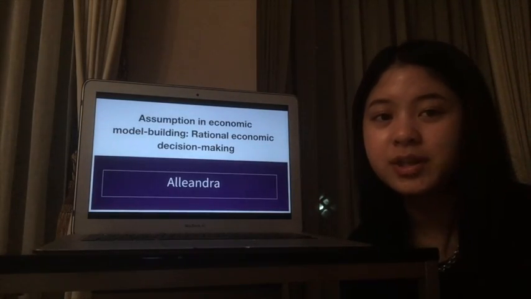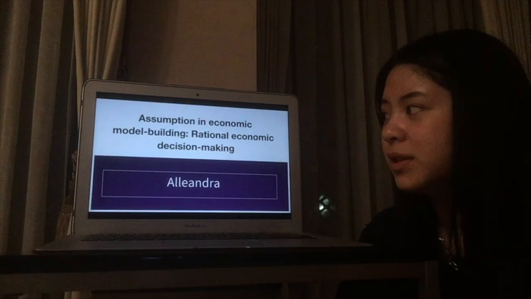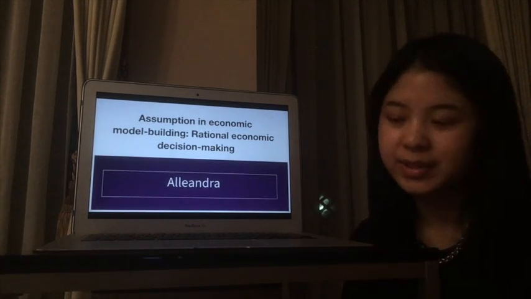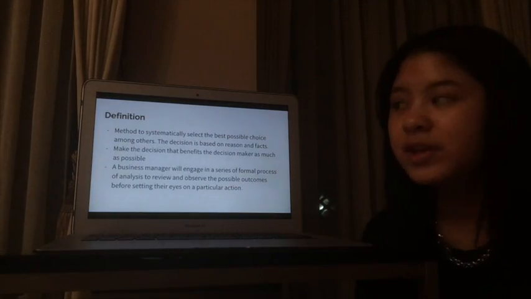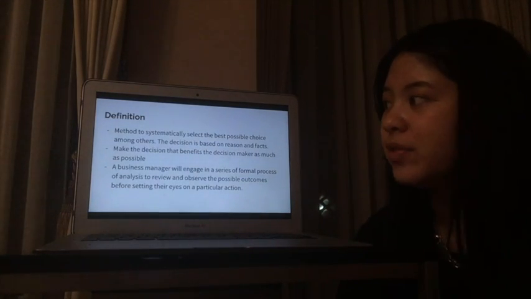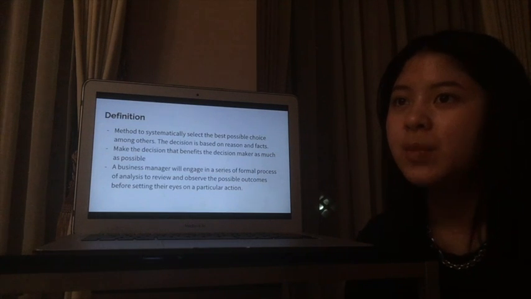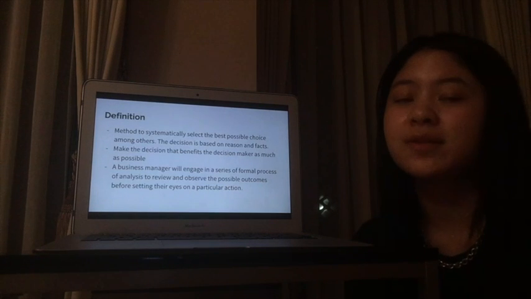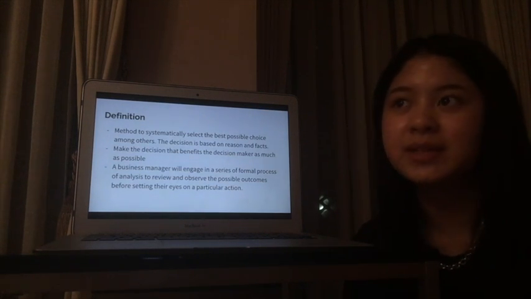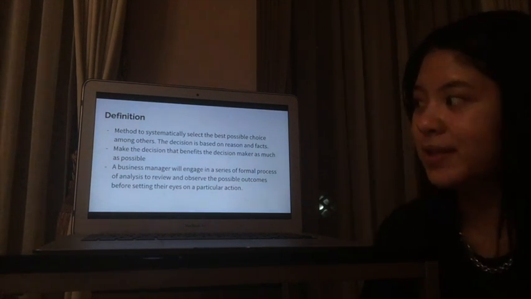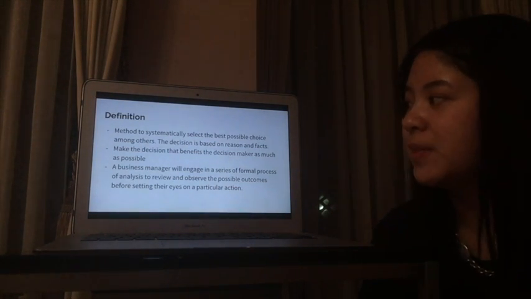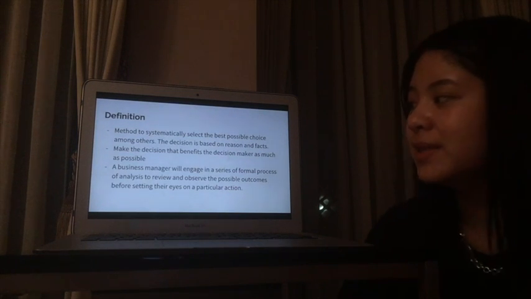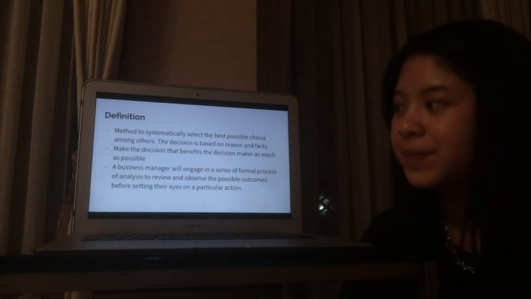Hello, my name is Alejandra, and today I'll be presenting about rational economic decision making and the assumption in economic model building. The definition of this is basically a method to systematically select the best possible choice among others. So you're given a set of choices and you pick the best one to maximize the advantages of it and minimize the losses. The decision made is based on reason and facts, and it benefits the decision maker as much as possible.